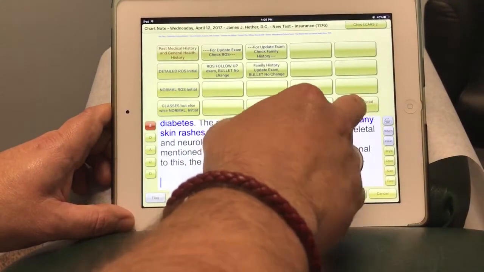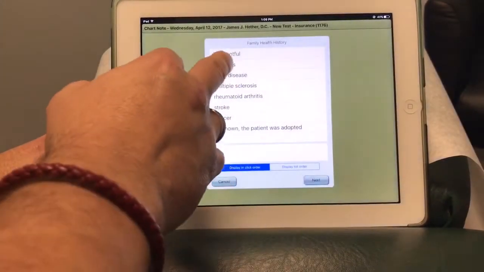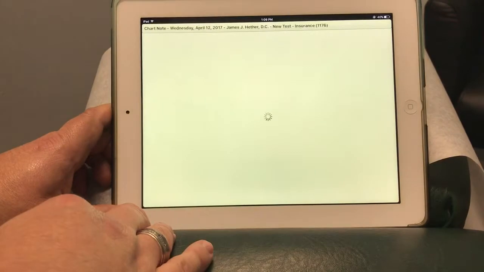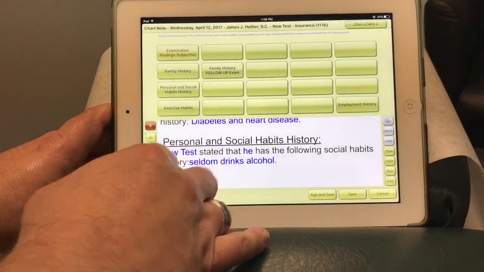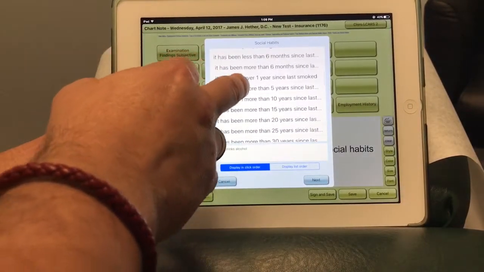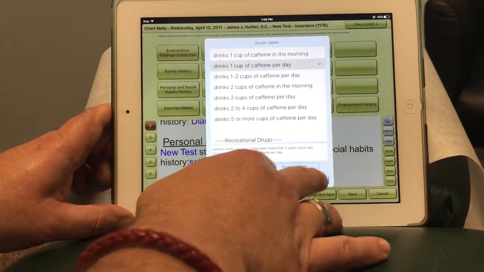From there, we can ask about their family's medical history. For the family medical history, they have a history of diabetes and heart disease in their family. And then their personal social is that they seldom drink alcohol. We can go back to that. With the alcohol, we can say that they also used to smoke about 5 years ago, and that they drink 1 cup of coffee a day.